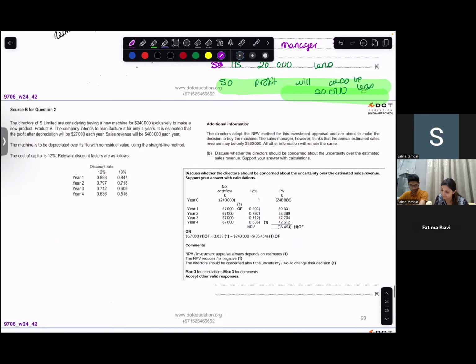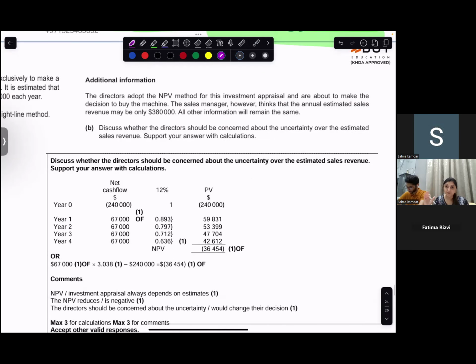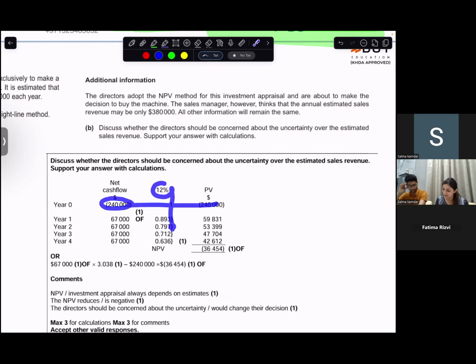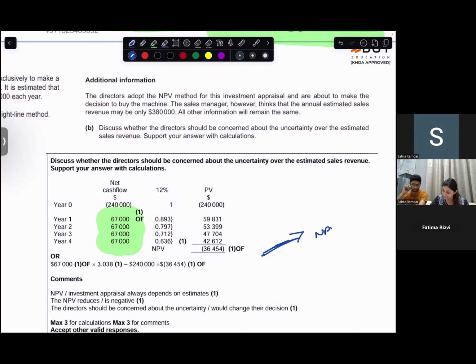I hope you're with me. Every other piece of information remains the same. I want to decide whether I have to buy the machine or not using the NPV method. So I have the outflow, the cost of capital is 12%, and my new inflow would be 67,000. This is the only thing that is changing. So now I have a negative NPV. Should I invest in the project or not?